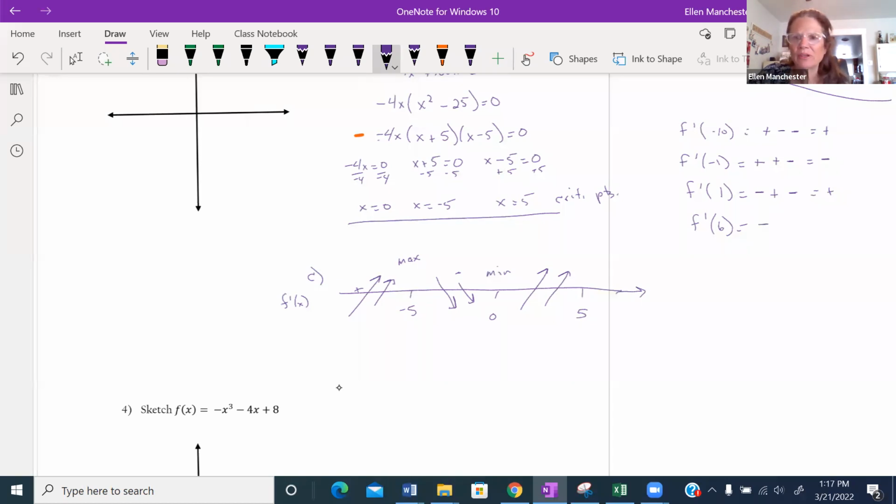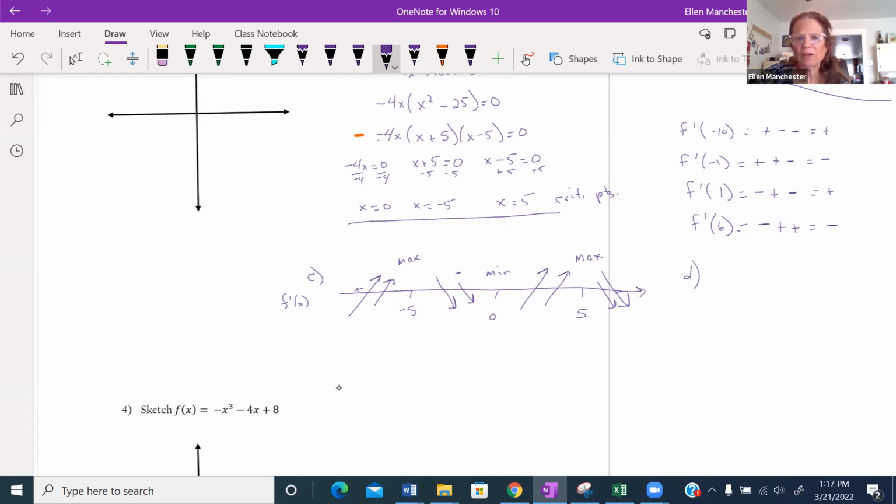-4 times 6 is a negative. 6 plus 5 is a positive. And 6 minus 5 is also a positive. So the whole thing is negative. Okay, so I went up and then down. So with this one, I have 2 maximum values. That's what's considered a relative max, because it's within the range of the domain that we're in. And so we have 2 maximum and 1 minimum. And that's okay.